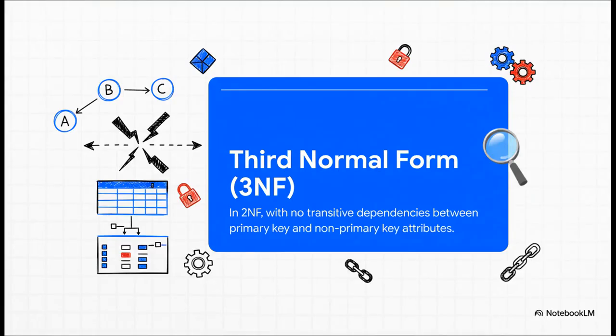And that brings us to our final step, third normal form, or 3NF. A table has to be in 2NF to get here. The last rule is that no column should depend on another column that isn't the primary key. We're hunting for transitive dependencies. You can think of it as a game of telephone in your data, where A determines B and then B determines C. We want to stop.